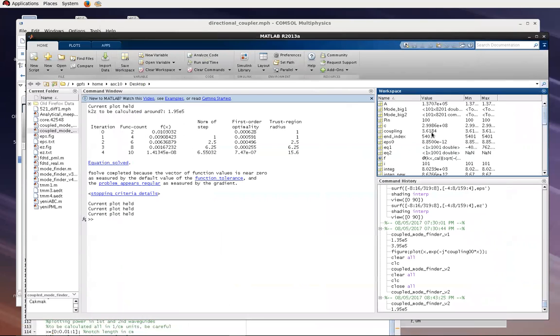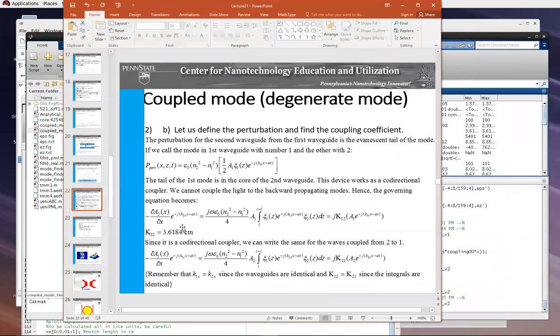Coupling is 3.6184. Let's look at the PowerPoint slides. Yeah, so that's where it's coming from. And now we can write the same thing for the first one too. So is it going to be only the first waveguide to the second waveguide?